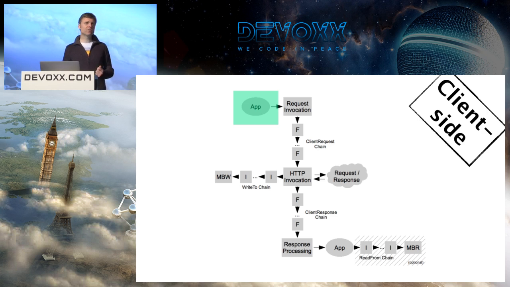On the client side, the pre-matching phase is obviously not there, so it goes through request filters before the request is actually sent out to the server. The server handles the request and it comes back. Also here, for now, we are ignoring the MBR and MBW chains.